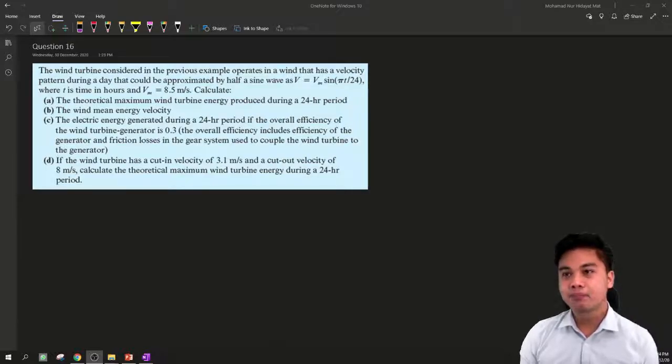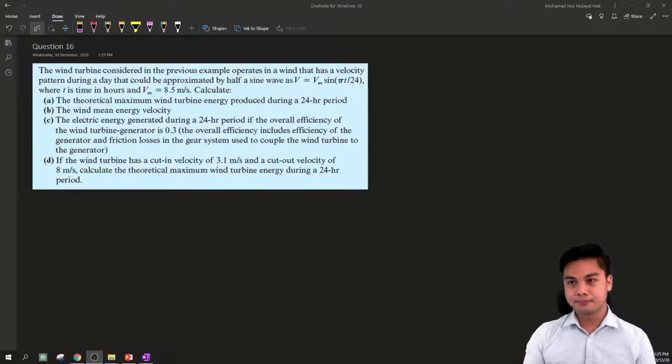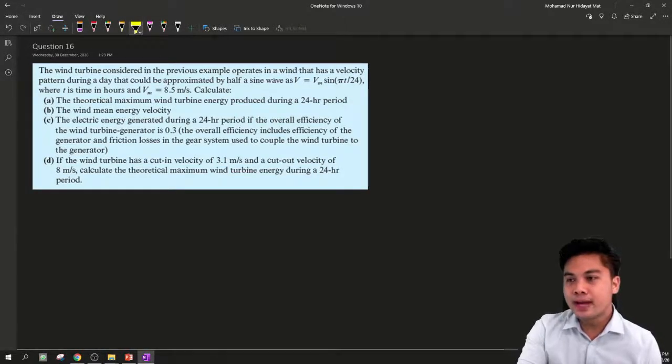Second question, the wind mean energy velocity. The third question, the electrical energy generated in 24 hours with an efficiency of 0.3 coming from the generator turbine. And lastly, the theoretical maximum wind turbine energy produced in 24 hours when the cut-in velocity is 3.1 and the cut-out velocity is 8 meters per second. So first we highlight the question.